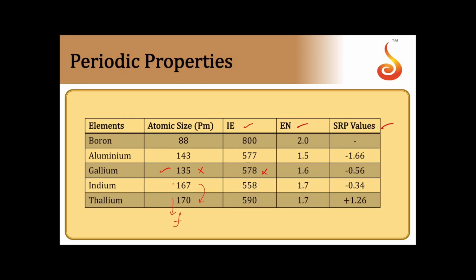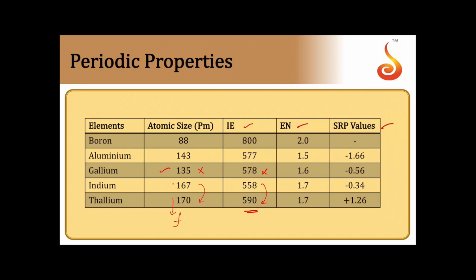Again, from indium to thallium, thallium has a slightly higher value when compared to indium. Once again the same reason: thallium has f electrons which cannot screen nuclear charge effectively. So thallium has more nuclear charge, thereby it has more ionization potential.